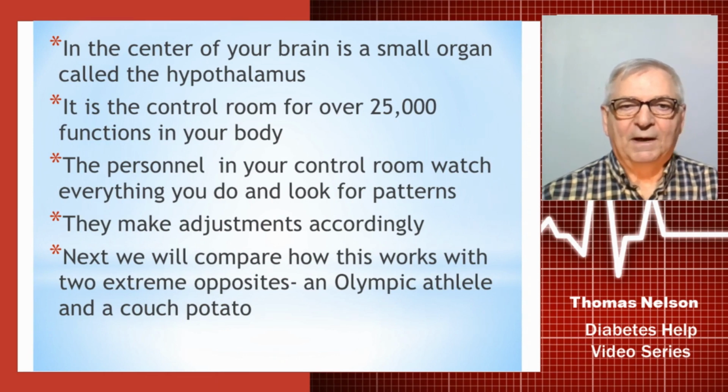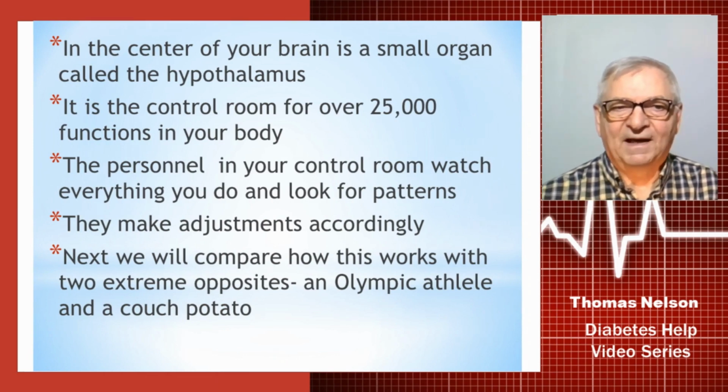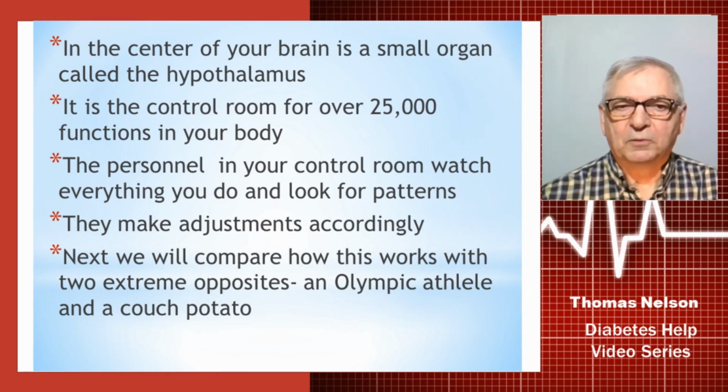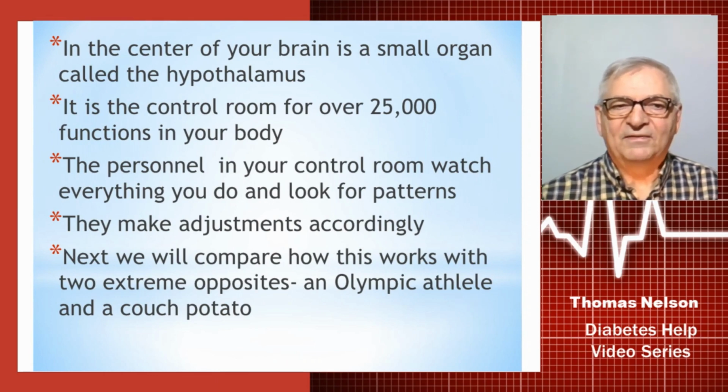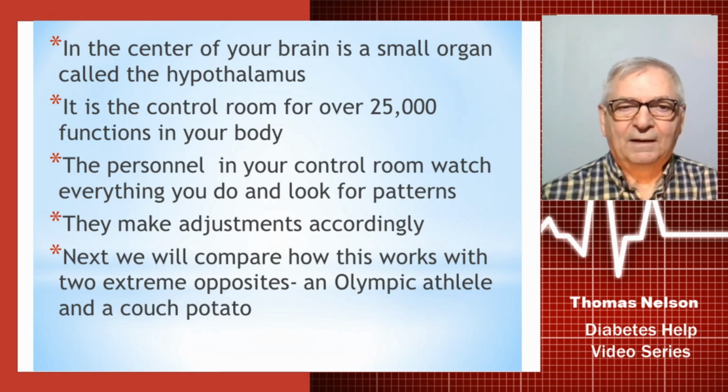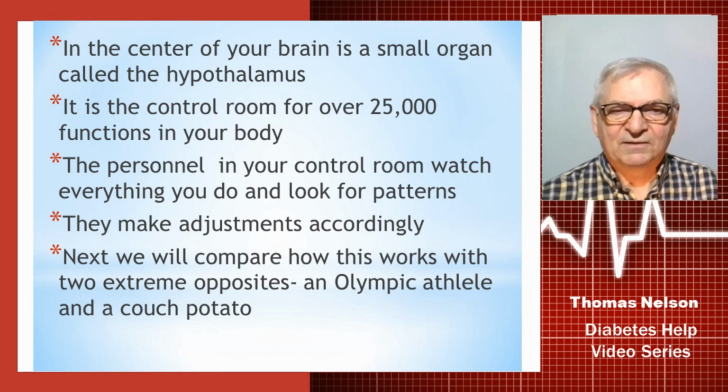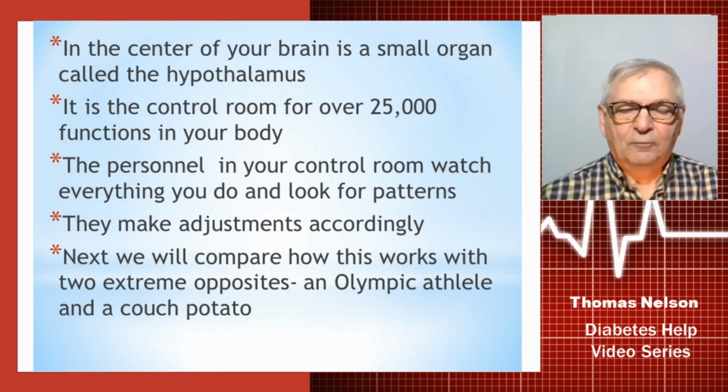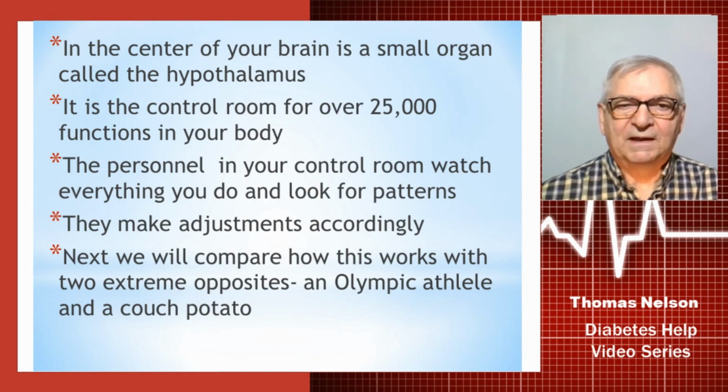In the center of your brain is a small organ. It's called the hypothalamus. I call it the control room, because it controls over 25,000 different functions throughout your entire body. The personnel, as I call them, they're imaginary little workers in there, they're in your control room. They watch everything you do, and they look for patterns, and they make adjustments accordingly. So next, we're going to compare how this works with two extreme opposites, an Olympic athlete and a couch potato.